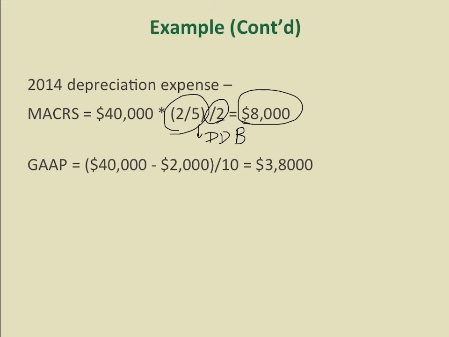Under the GAAP, since we're using the straight line method, depreciation expense equals your acquisition cost minus salvage value, divided by 10 years of the estimated useful life. Every year, we're going to depreciate $3,800.